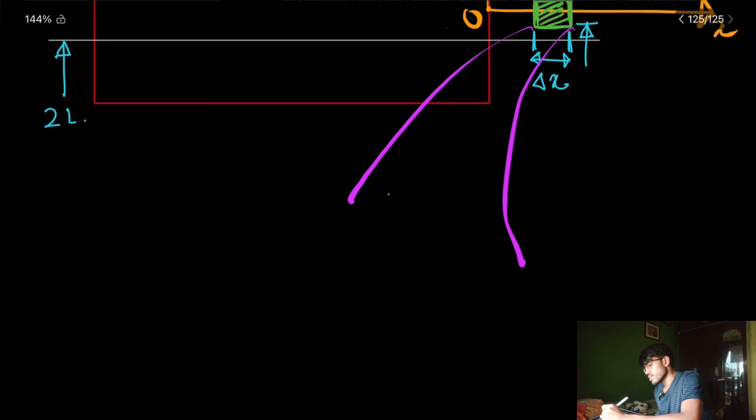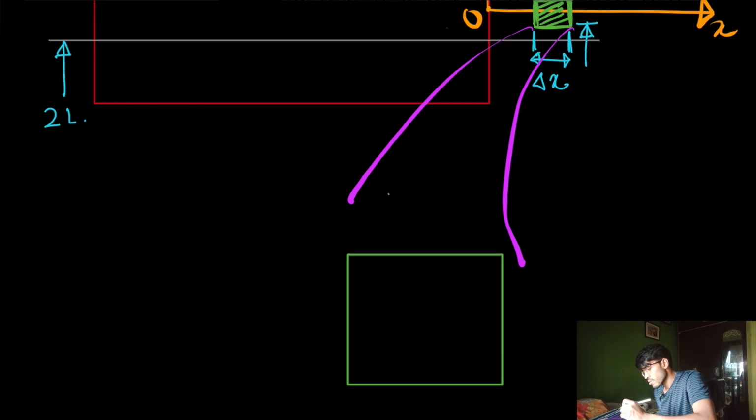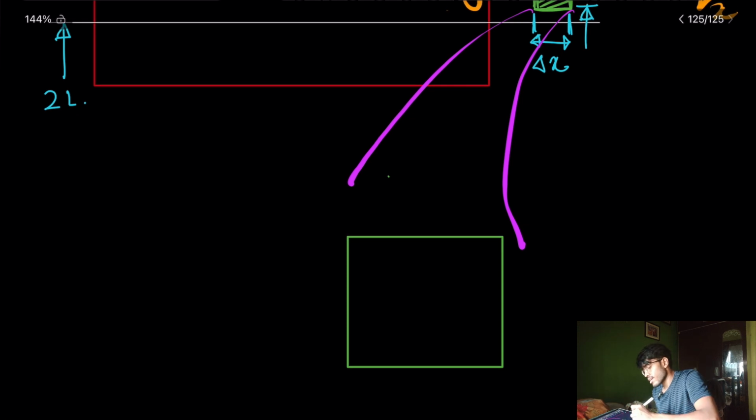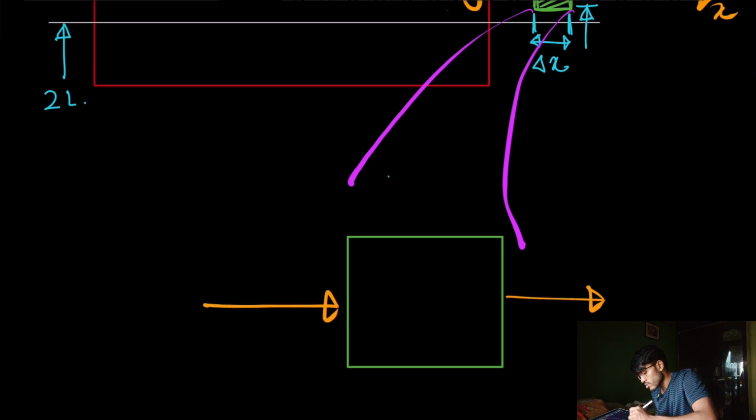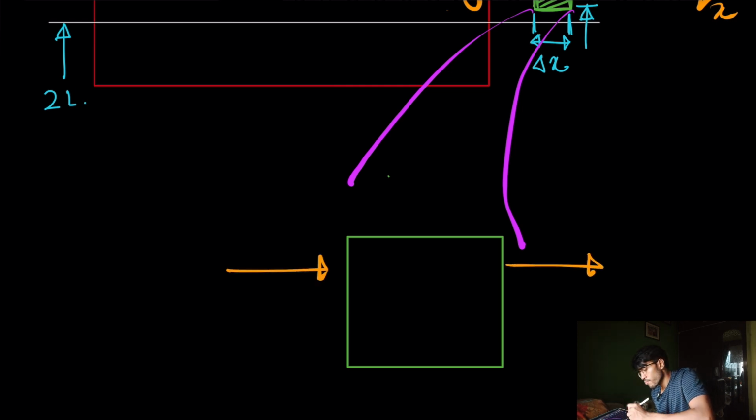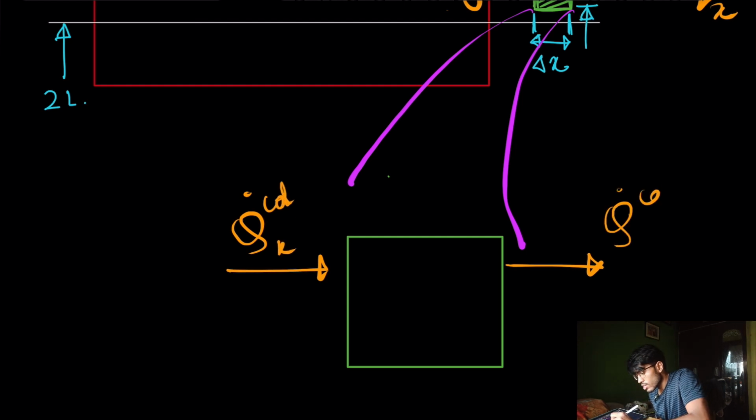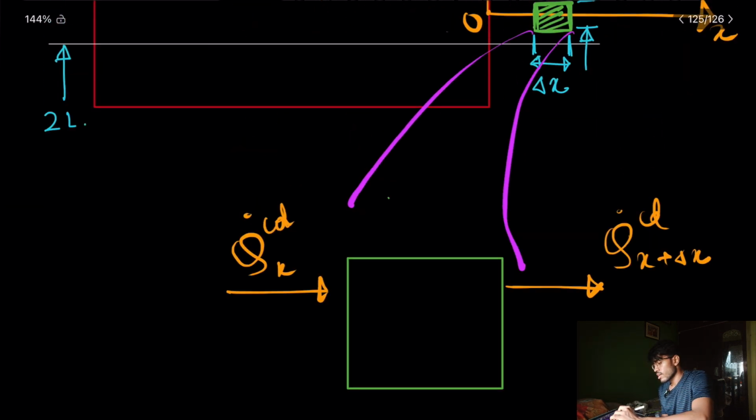Okay, I will zoom it and I will write the energy interactions. So first of all, here two energies will be there, let me draw accordingly. q dot conduction at x, q dot conduction at x plus delta x.